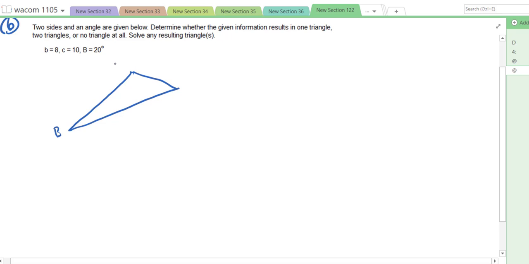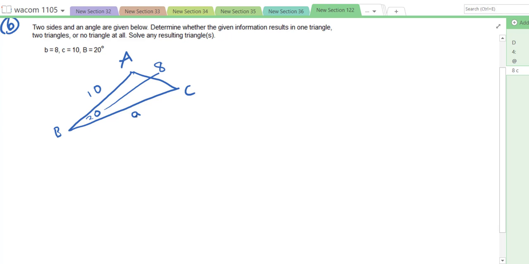All right, so we'll make this A, B, and C. All right, and we'll make this 8, and this 10, and this is 20 degrees, and this is side A. So we know 20 degrees matches up to side B. So we have a pair, and side C, angle C and 10, and angle A and side A we don't know.